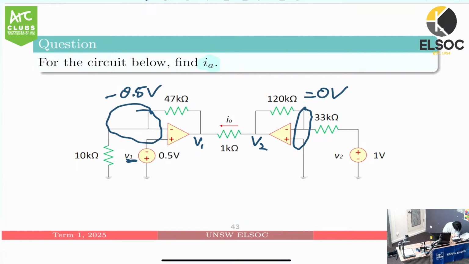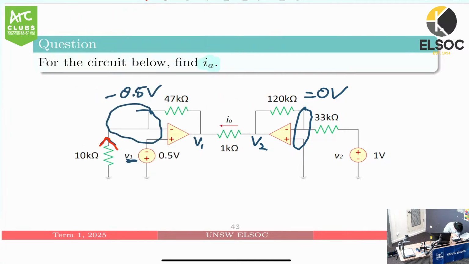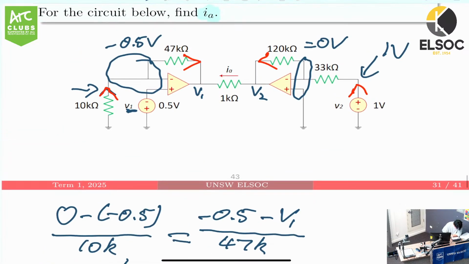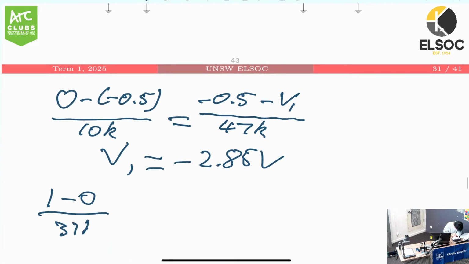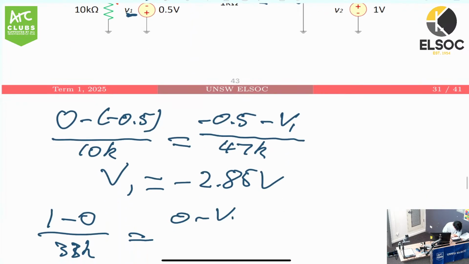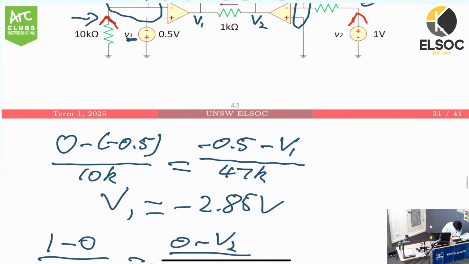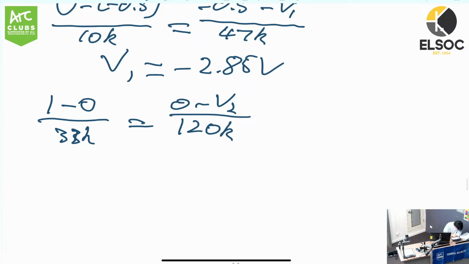Well, we know that this current here has to be equal to this. Okay, let's change the color to make it a little bit clearer. This current here will need to be the same. 33,000 is going to be the same as 0 minus V2 over 120,000. Once again, move it around. Very simple algebra. You get V2 is equal to negative 3.64 volts.